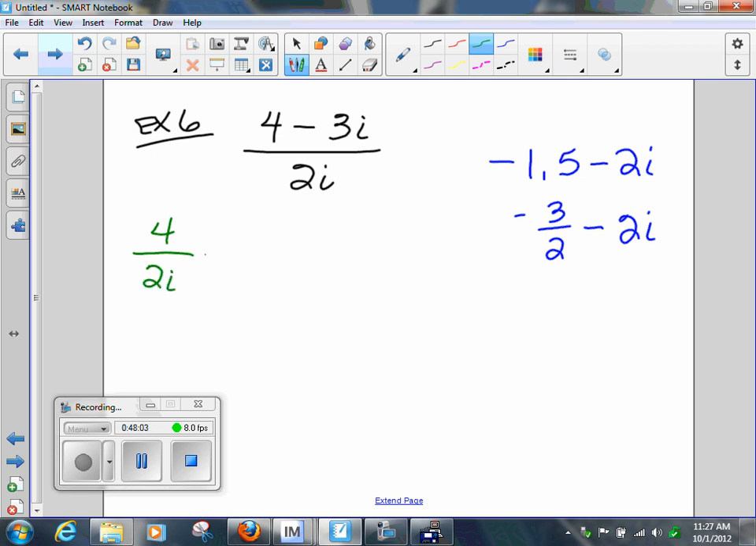I would separate it. And this is something that will benefit you in trig: anytime you have a binomial over a monomial, I can break that down into the first part of the binomial over the denominator minus the second part of the top over the bottom. 4 over 2, of course, is 2i, which is there, because it's thinking that the i should be there, minus 3 halves, and they cancel here. So it is the same thing.